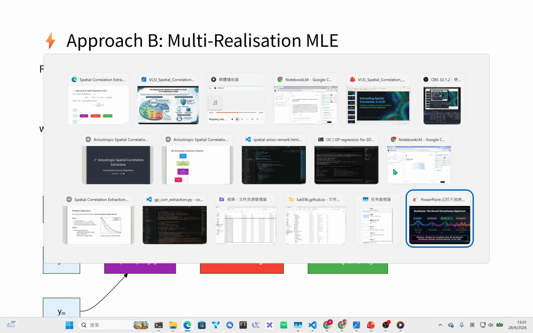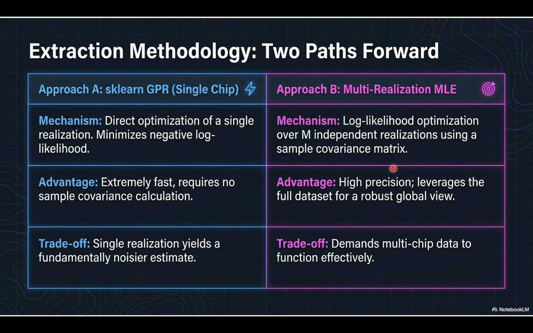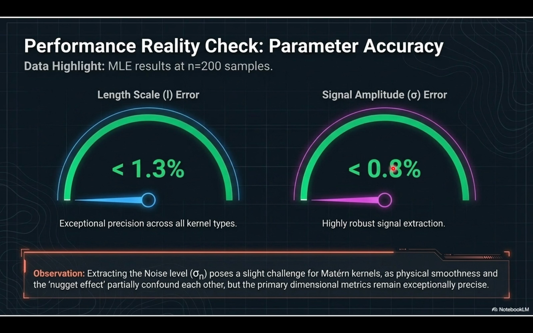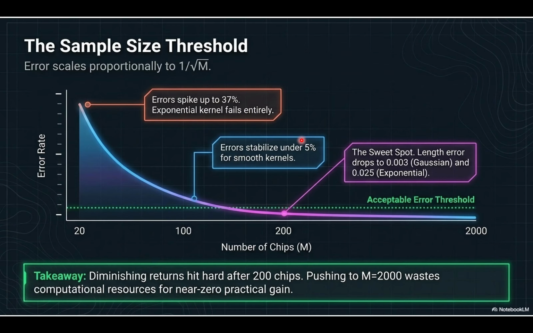When they tested it against 24 different configurations, the length scale error was under 1.3%. Which is incredible precision. And the signal amplitude error was under 0.8%. But that brings up the big question. What happens if the engineers pick the wrong kernel terrain to begin with? Oh, this is the danger of misspecification, and it is severe.